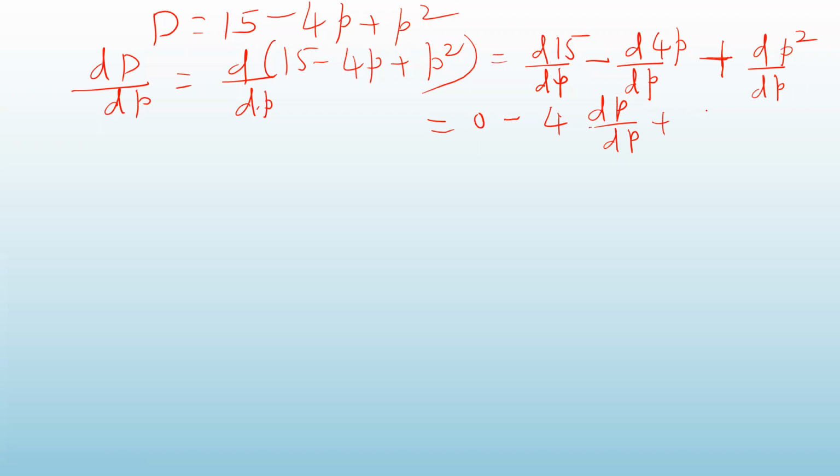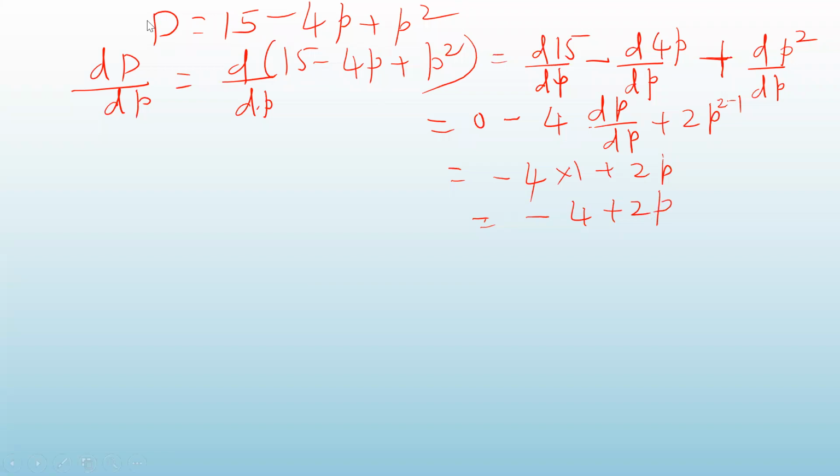Derivative of p square is 2 into p raised to 2 minus 1. So this will give you minus 4. Derivative of p with respect to p is 1, plus 2p. So the answer is minus 4 plus 2p. Okay.